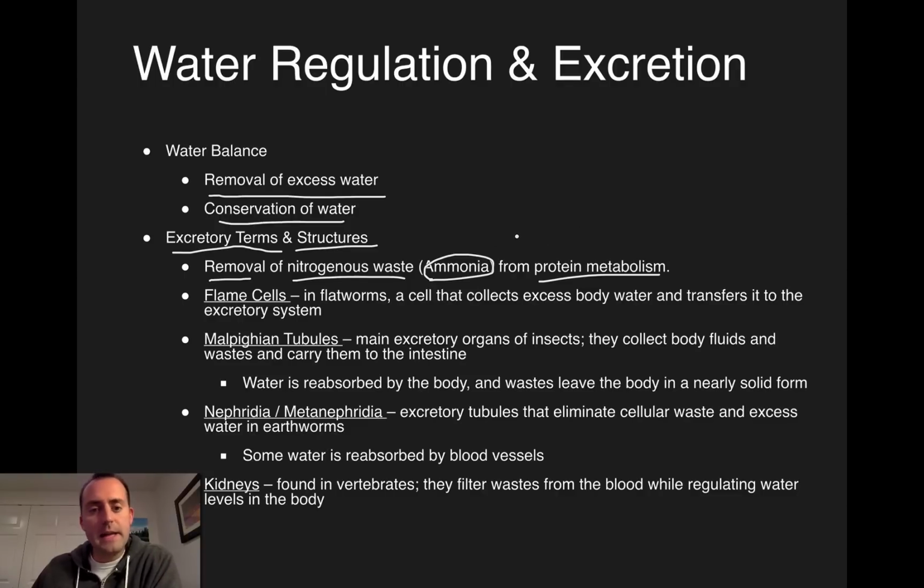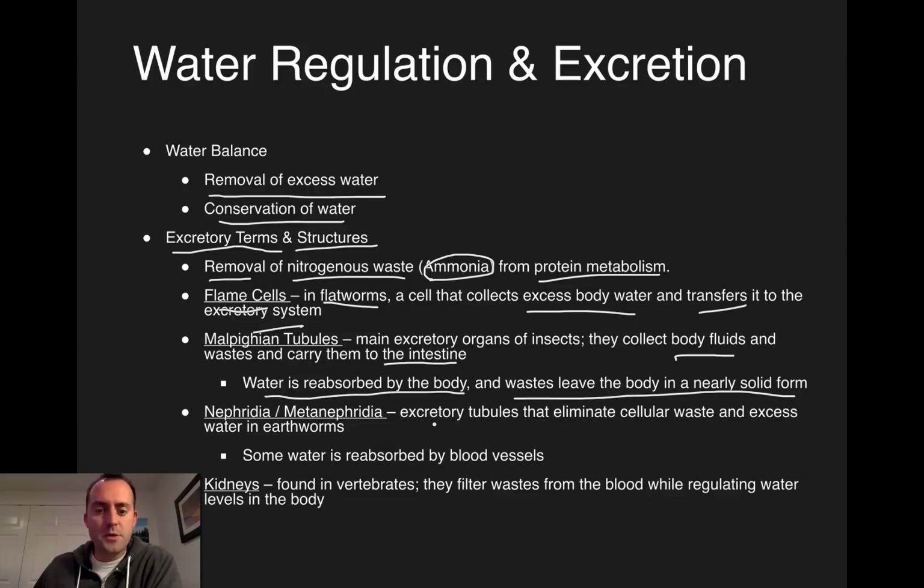But there are other animals that live on land that have to have some kind of system to get rid of this waste product. In flatworms, we see these things called flame cells, which collect excess body water and transfer it to the excretory system. In insects, we see Malpighian tubules, where they collect bodily fluids and dump them into the intestines. The water is reabsorbed by the body because they're mostly terrestrial animals, and then the waste leaves the body as nearly solid. In other animals, like earthworms, we have nephridia or metanephridia, which are little tubules that eliminate cellular waste and excess water. Some water is reabsorbed back into the blood vessels.